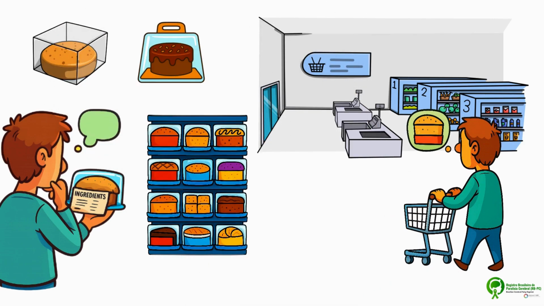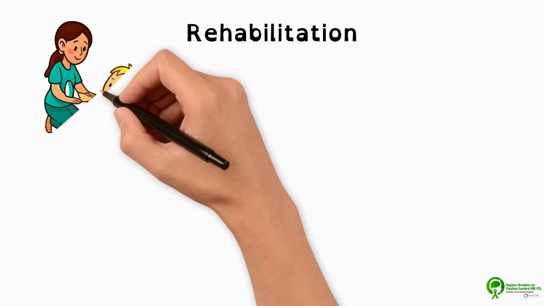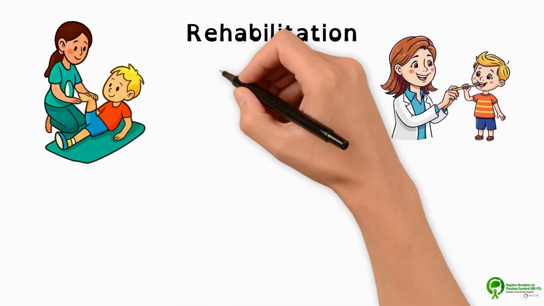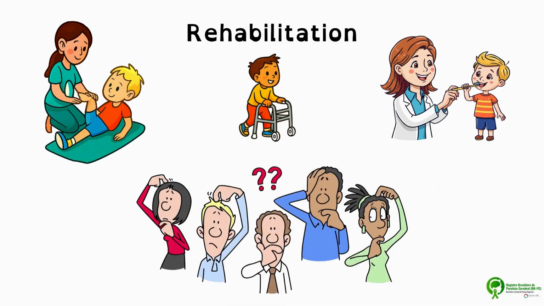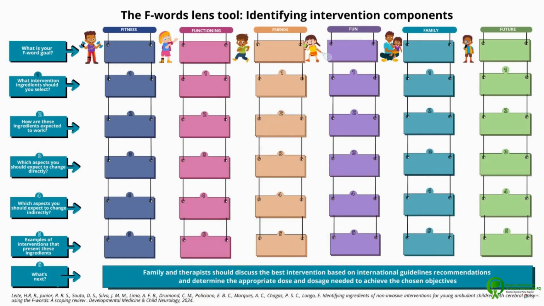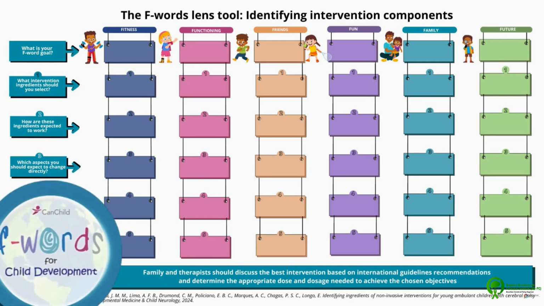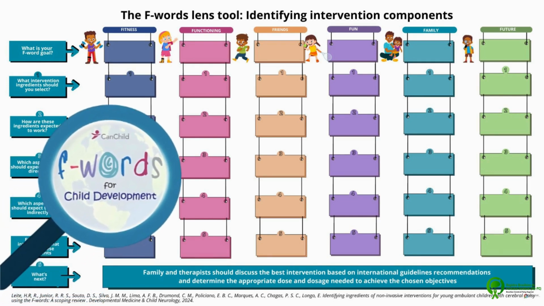The same happens in rehabilitation. There are many different names for therapies. This can make families and professionals confused about which path to follow. This tool was created to help with this challenge. It works like a magnifying glass. It enlarges your view and brings more clarity to the decision-making process.